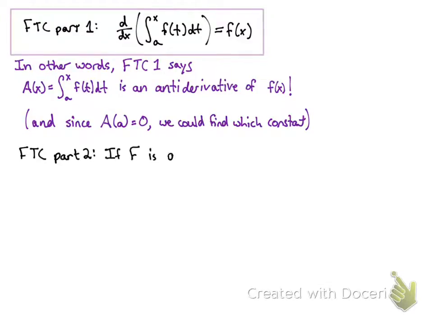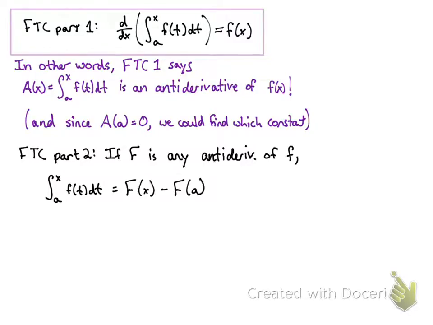Using that, and a little bit of algebra that I'm not going to go into here, we actually get an equivalent formulation, which is called the fundamental theorem of calculus part 2, which is more frequently used than the first version. What this says is, if you have any antiderivative of your function, then you can find this definite integral, this accumulation function, by taking that antiderivative and plugging in x, minus that antiderivative and plugging in a.